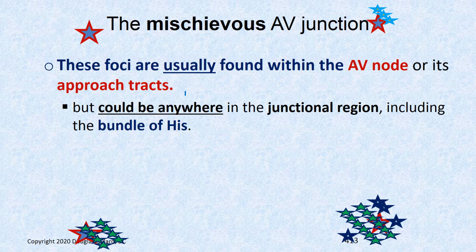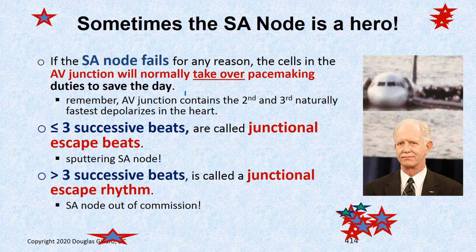So the mischievous AV junction. These ectopic foci are found within the AV node or its approach tracks usually, though they could be anywhere in the junctional region. And again, sometimes the SA node is a hero. Oh, that's another error. Wow, I've done this so many quarters, and I'm just catching stuff. I must be more awake.